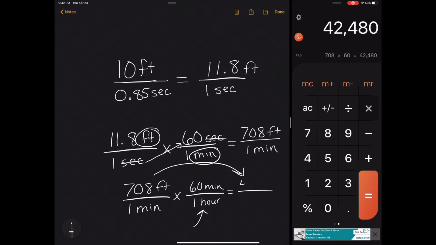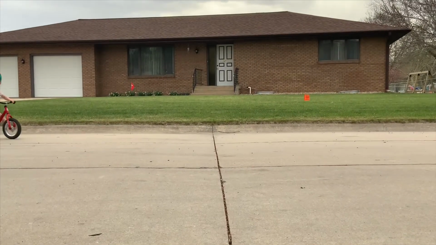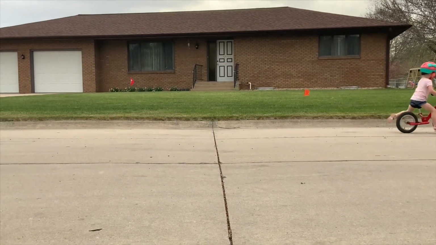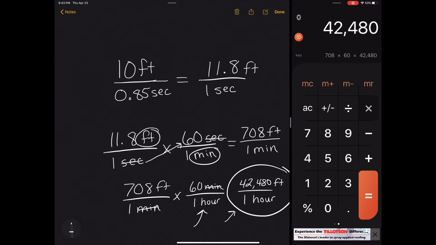we get the answer 42,480 feet, because the minutes here this time reduce, per an hour. So, while it doesn't look like she's riding fast, if she maintained this speed for an entire hour, she'd go 42,000 feet. So really, based off of this, you could do some basic division and figure out how many miles per hour she was riding too, which we're going to do next.